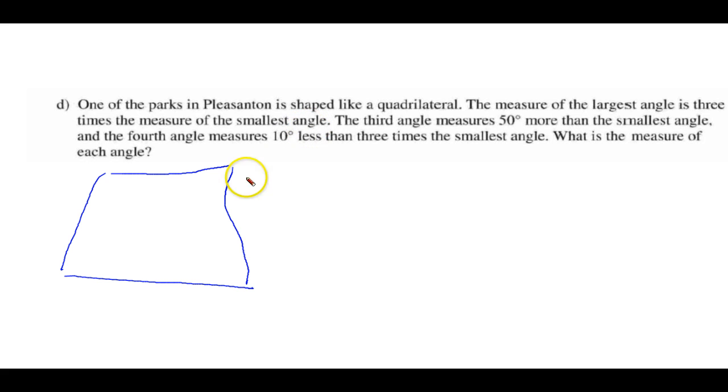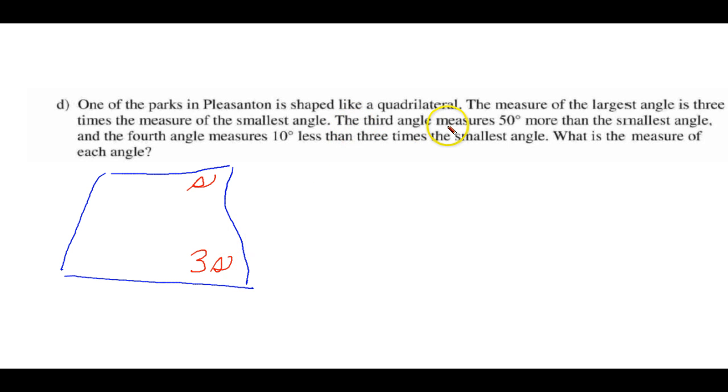Now, they're telling us the largest angle is 3 times the smallest angle. Well, we don't know what the smallest angle is. So let's designate the smallest angle as S for the smallest angle. So the largest angle is 3 times the smallest. So that would be 3S.